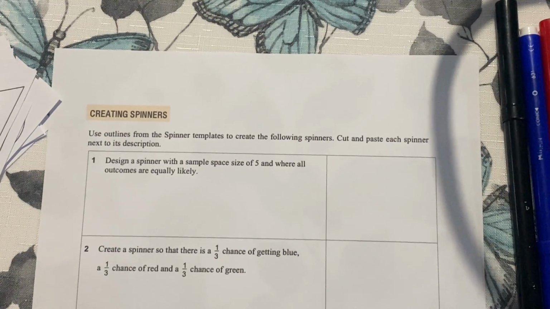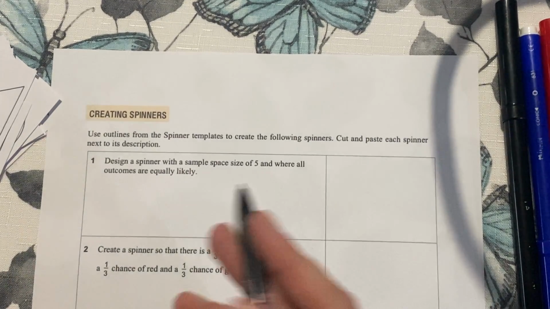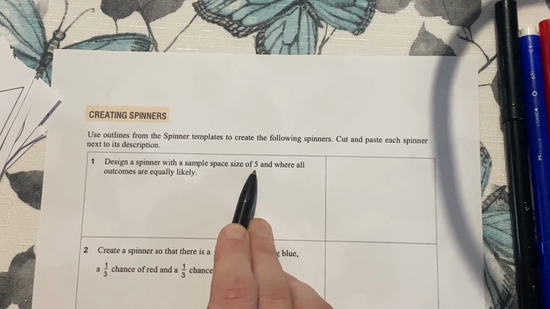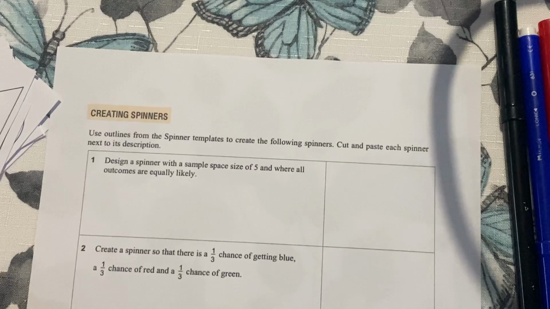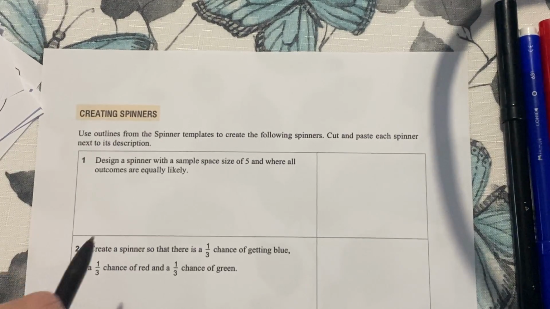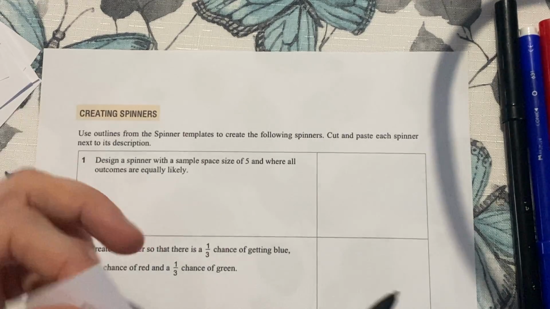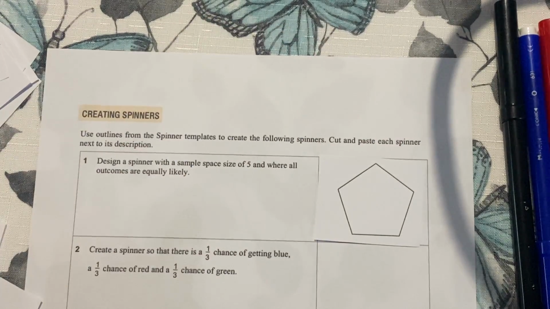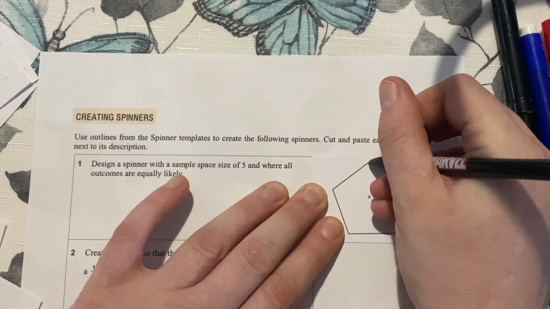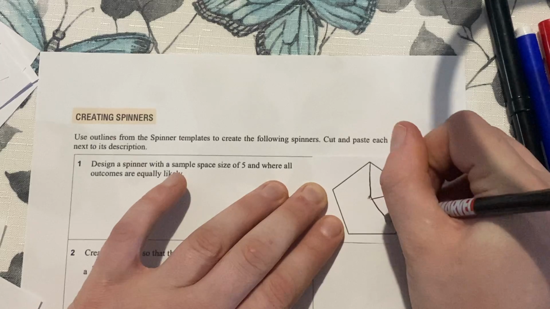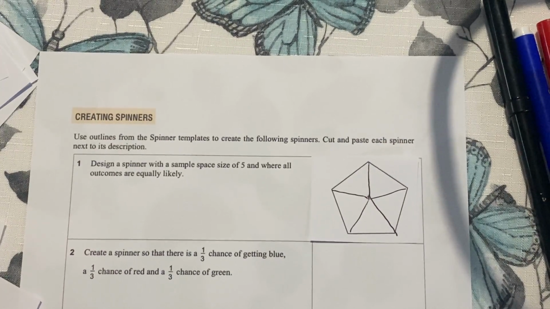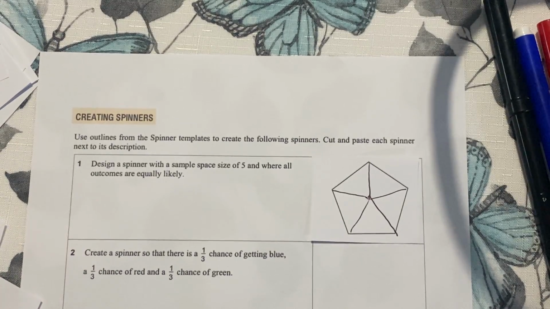We'll go question by question. The first question says, design a spinner with a sample space of 5 where all outcomes are equally as likely. So basically you need a 5-sided shape. Let me find one in my little shapes because I'm really bad at drawing shapes. Okay, you need a 5-sided shape. Put a dot in the middle and then put straight lines. From here, it's up to you whether you do numbers or colours. Question 1 is pretty straightforward.